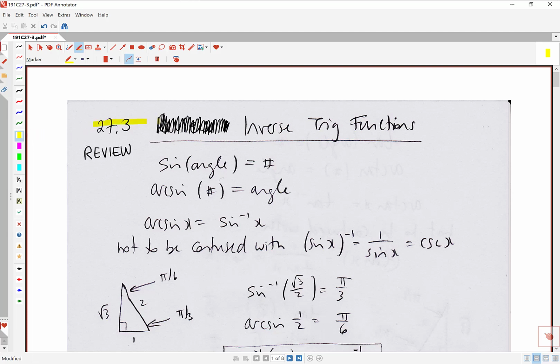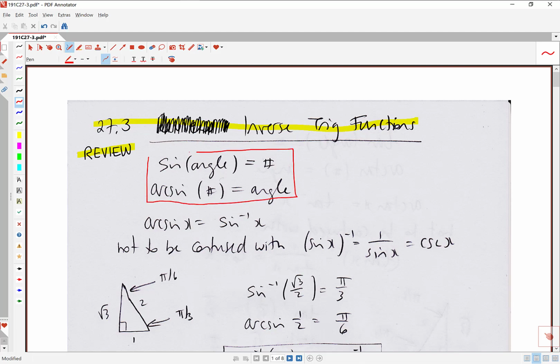In this video, we're going to talk about inverse trig functions, and there are going to be two parts to the video. So first part will be review of inverse trig functions, and then we'll talk about taking derivatives. So let's talk about what an inverse trig function is. In particular, we'll look at the inverse sine function.